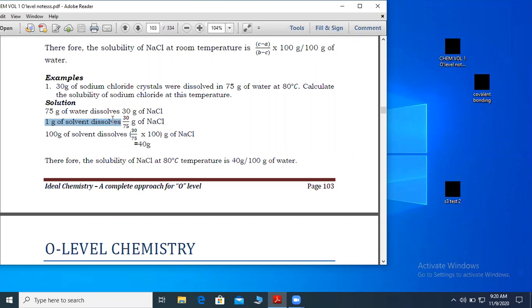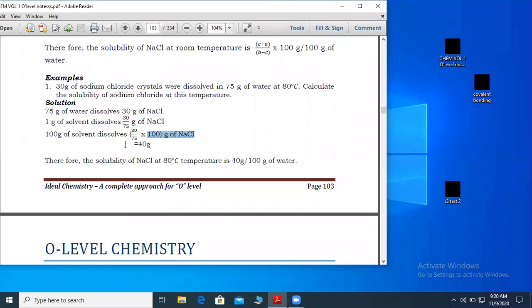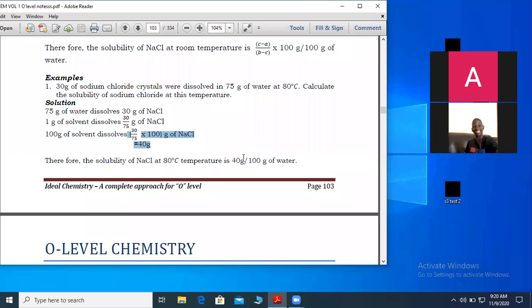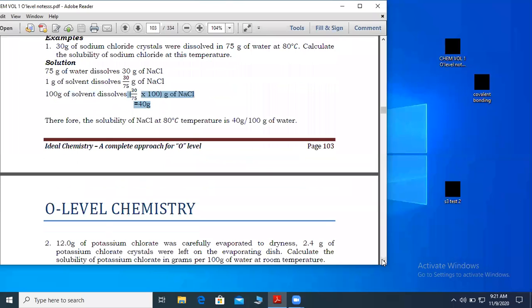So 1 gram of solvent dissolves 30 out of 75, and therefore 100 grams will dissolve 30 out of 75 times 100. In other words, we have multiplied by 100 on both sides. So 1 by 100, and 30 out of 75 by 100. And we get the answer as 40. So that is how we do it. Always follow the definition: mass of solute required to saturate 100 grams of solvent.